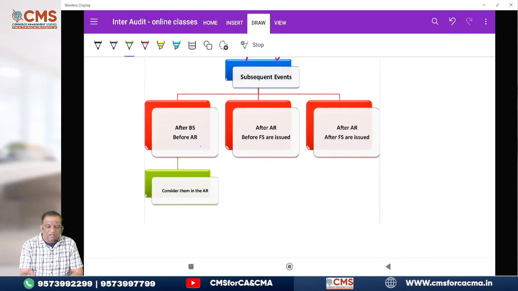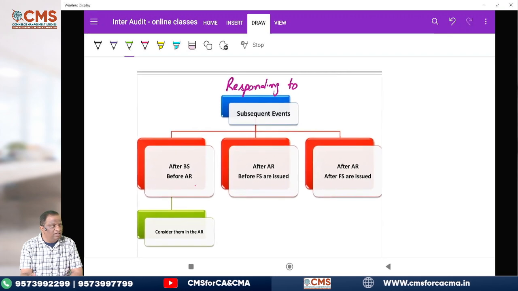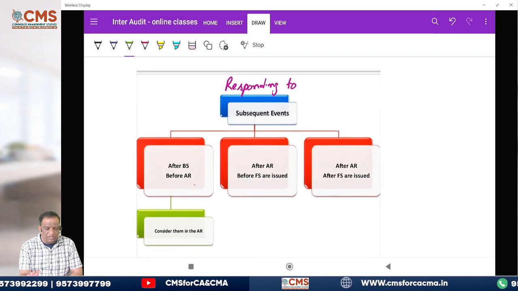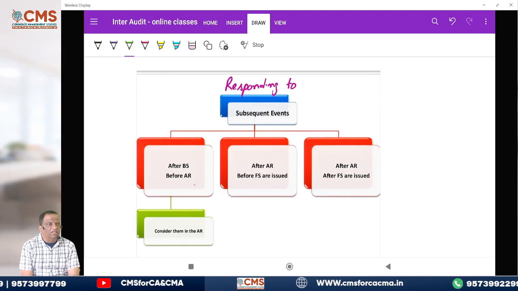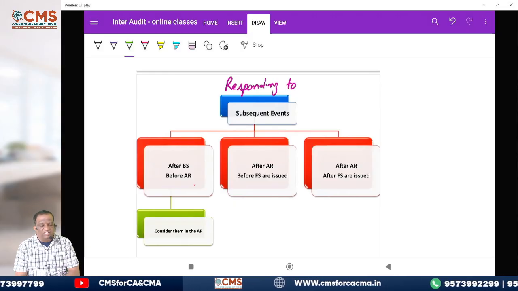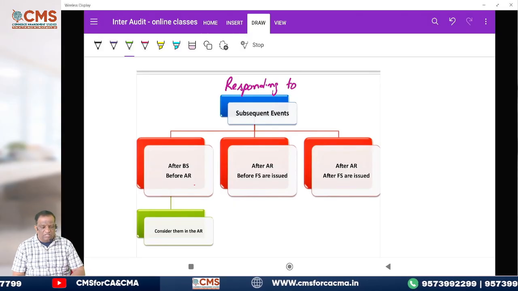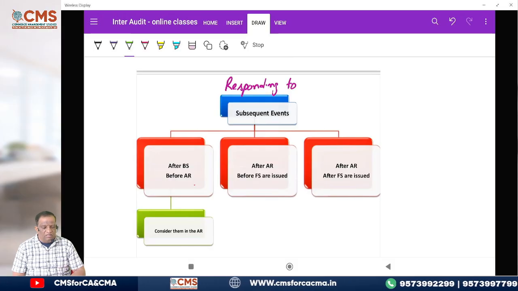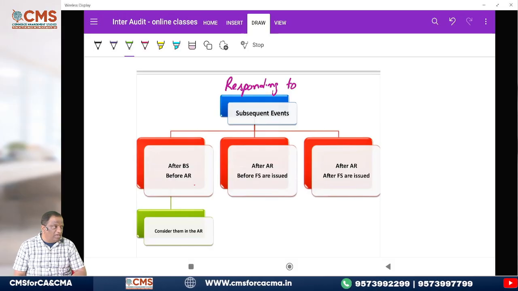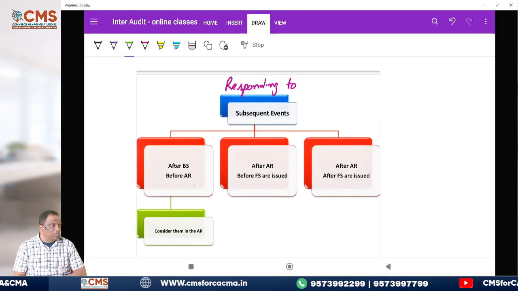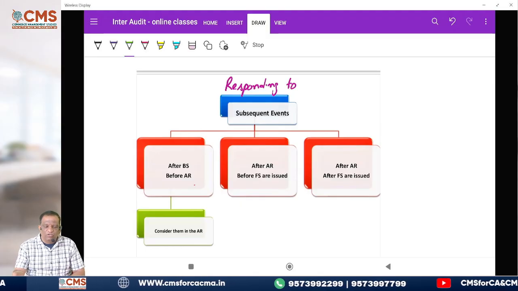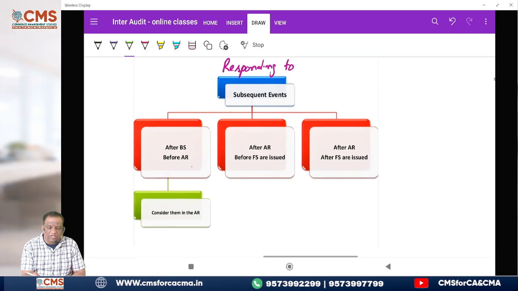Then, responding. In this standard, the bigger point that is important is, as an auditor, how do you respond to subsequent events? That would depend upon when this subsequent event is happening. Three scenarios: after the balance sheet date but before the audit report; after the audit report but before the financials are issued; and third, after the audit report and after the financials are issued. I will just go a little slow here and take you through.